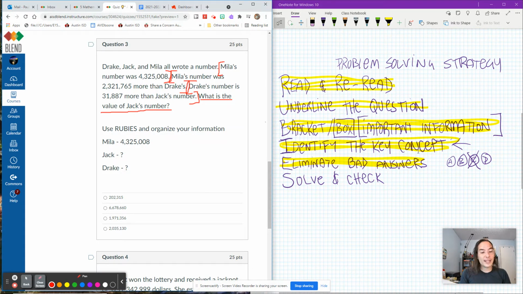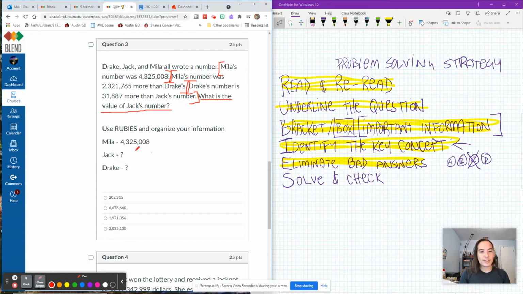I can also identify the key concept now because it seems like what I'm doing is either adding or subtracting whole numbers and maybe having to pay attention to place value, right? I don't see any word like estimate in here. I don't see any word like about. All I see is just whole numbers, right?